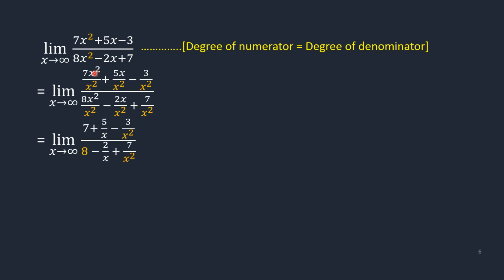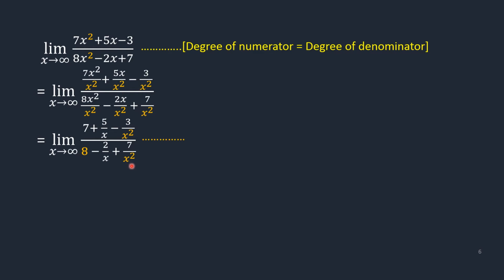See here, x square gets cancelled with this x square and what remains is 7. This x will get cancelled with 1x from x square and we get 5 over x. Minus 3 over x square will remain as it is. In the denominator, x square gets cancelled with this x square. What remains is 8. This x will get cancelled with 1x from the denominator and what we get is minus 2 over x. And 7 over x square will remain as it is.